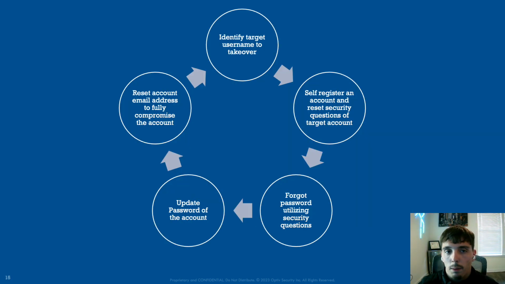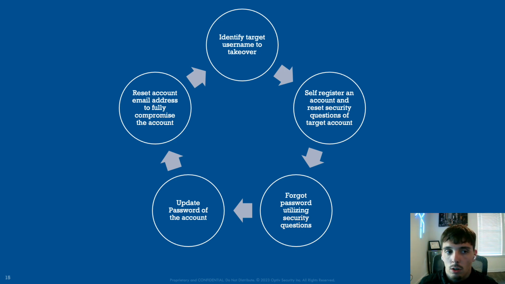Here's the flow chart that I put into the report, working at the top, moving to the right. One, identify a target username to take over. We can do that with information disclosures, like we talked about in API scenario 1. Two, self-register an account, and reset security questions of the target account. Then log out, forget password, reset them using the security questions, update the password of the account.